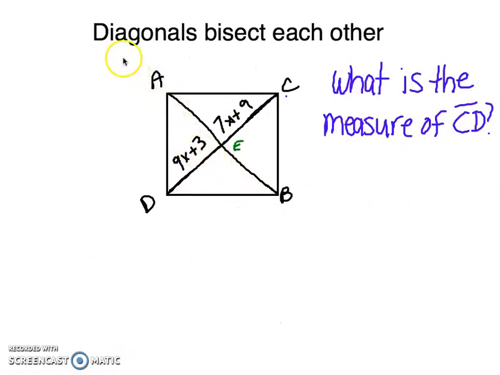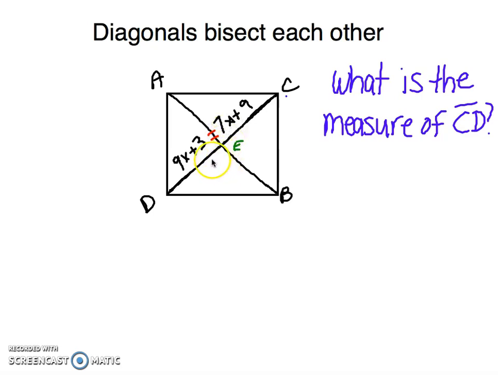In this example, we can see here that it tells us diagonals bisect each other, so we can see that happening here. And since the diagonals bisect each other, we know that this side must be congruent with this side. So to solve for the measurement of CD, so we're looking for this line segment CD, to be able to get that measurement, we're going to have to take this and set it equal to this.